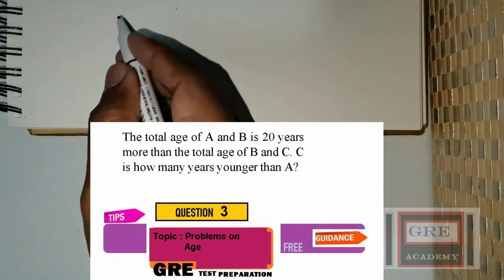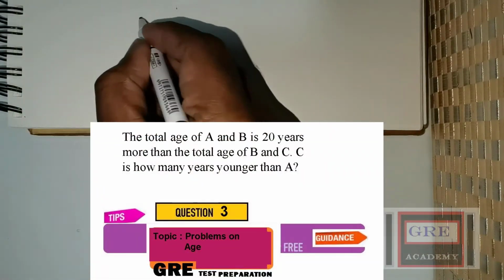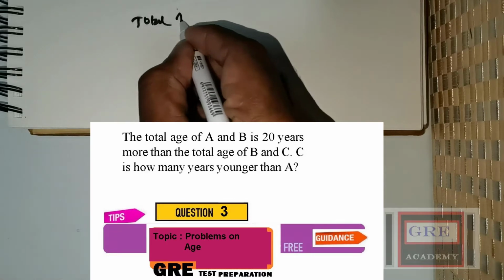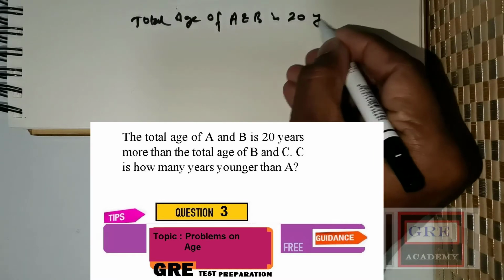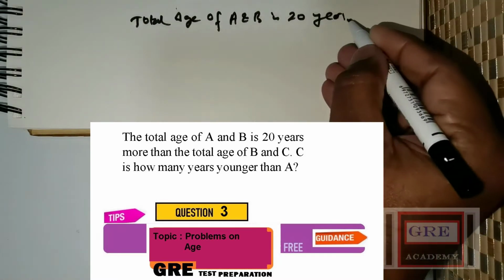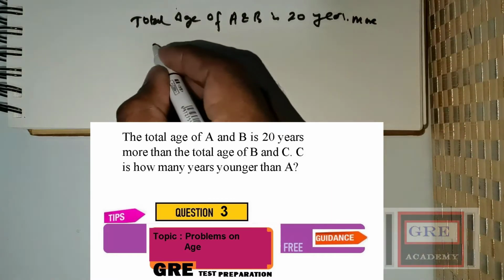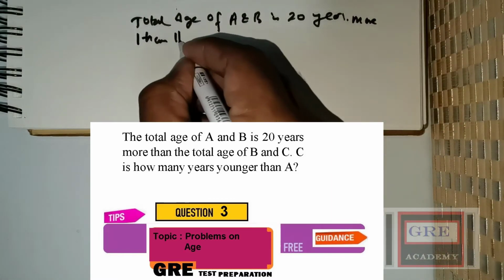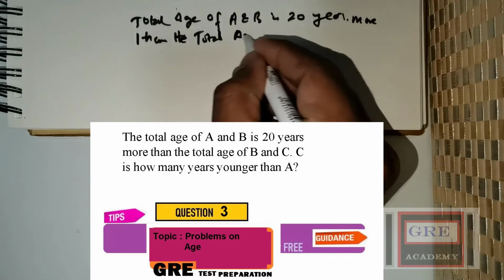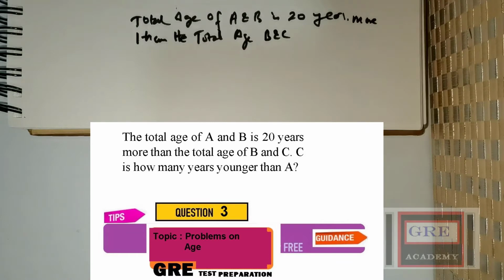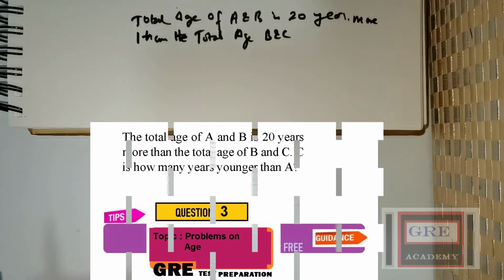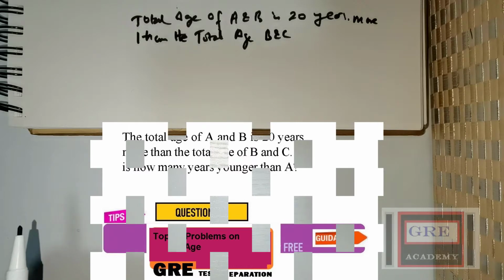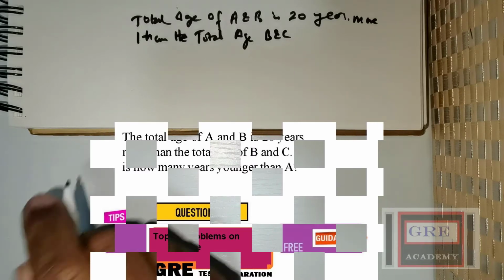Now we are given the next question. In this question we are given that the total age of A and B is 20 years more than the total age of B and C. Now we are asked to find the age of C. Okay, in other words, we are asked to find by how many years C is younger than A.